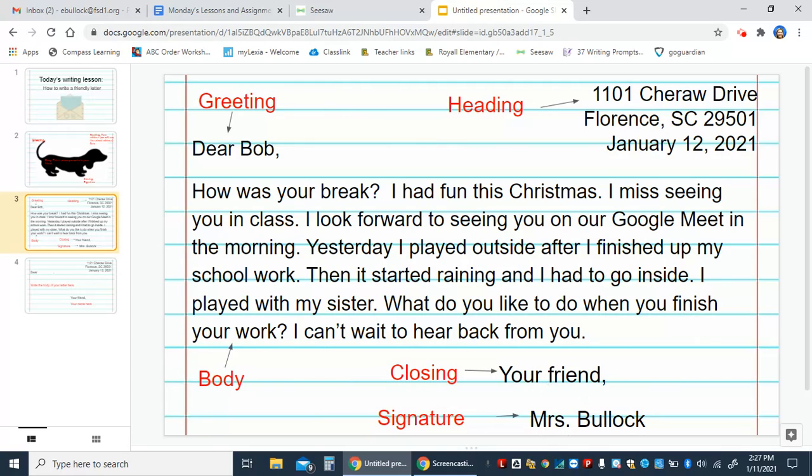So when you do your letter writing, you're not going to write what I have over here in red. This is just kind of labeling again the parts of my friendly letter. This was my heading. This is my greeting, dear Bob. This says body. That's where I wrote the body of my letter. This was my closing, your friend. And then my signature, Mrs. Bullock.